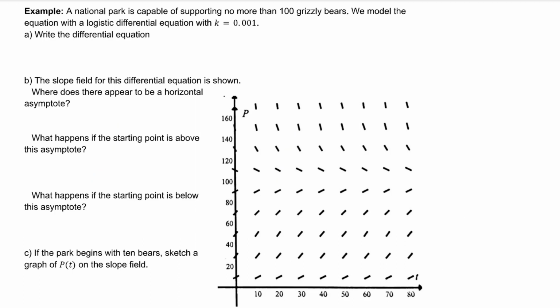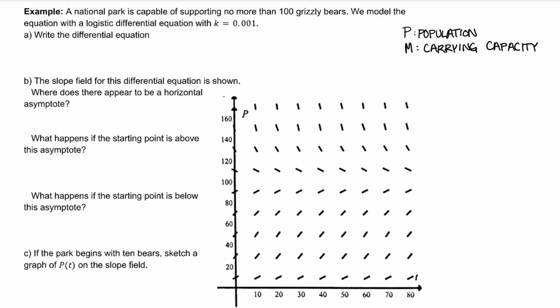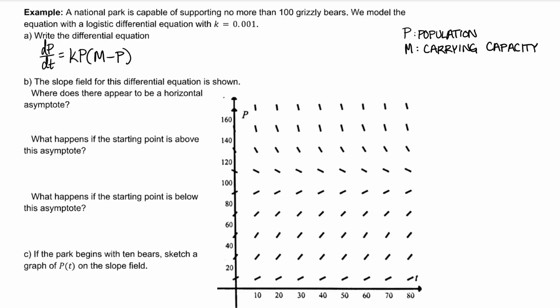For our example, a national park is capable of supporting no more than 100 grizzly bears. We model this equation with a logistic differential equation where k is equal to 0.001. For part A, write the differential equation. P represents our population, and our carrying capacity, or our maximum, is 100 grizzly bears. So m would be 100. Go ahead and plug in dp over dt is equal to k, which is 0.001, p, our population variable, times 100 minus p.